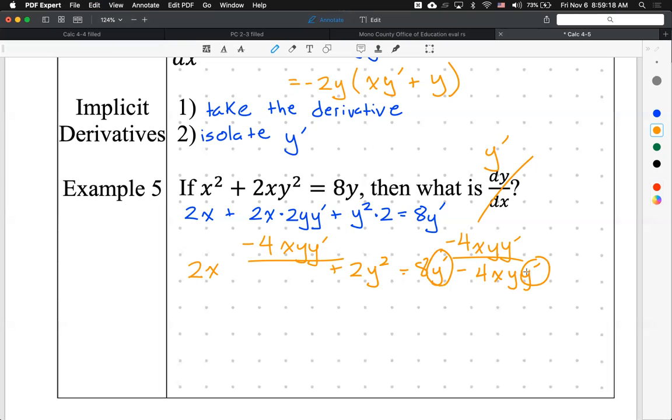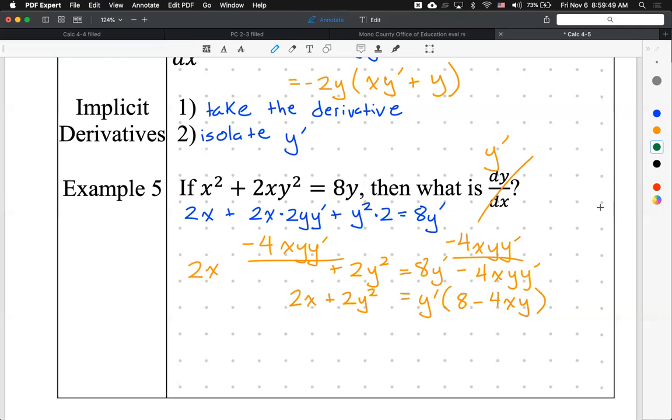Yeah, they're not like terms. You can't add or subtract. The answer is factor. Factor out the y prime. Y prime is the GCF now of that right-hand side of the equal sign, which I can rewrite better. So factor out the y prime, and what's left over is, Andrea, what? 4x y, there it is. Left-hand side hasn't changed. It's still this 2x plus 2y squared.